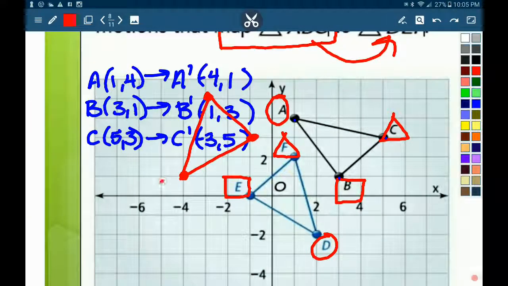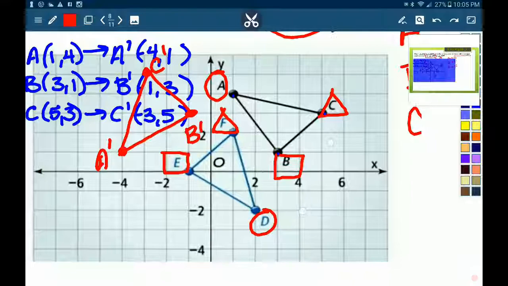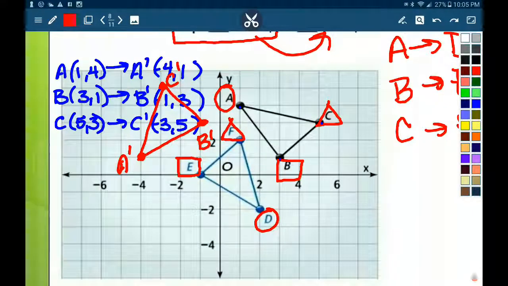This was A prime, B prime, and C prime. Okay, so I've rotated it, I've changed the orientation slightly. I'm imagining, what could I reflect it over now to get it to orient the right way? And I'm thinking I can reflect it back over the y-axis and my orientation should be good.